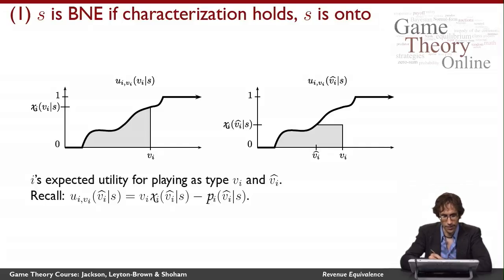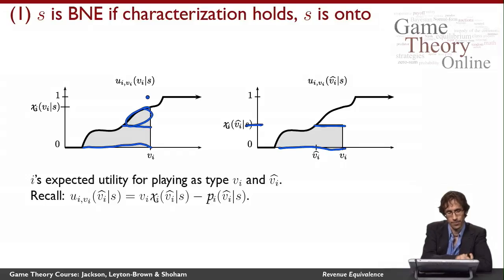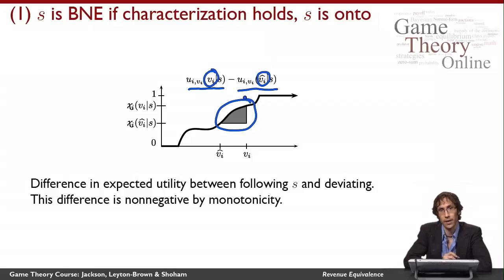And you can see that these two pictures are pretty similar. They're both this area under the curve. They both go up to vi. But the difference is that this one gets clipped off at this lower allocation probability here, which would correspond to about here, whereas this one goes a bit higher. And indeed, if I then think about the utility difference, the difference in utility between telling the truth, really playing as the true type, and the utility of playing as though you had a different type, that's going to be this amount here.